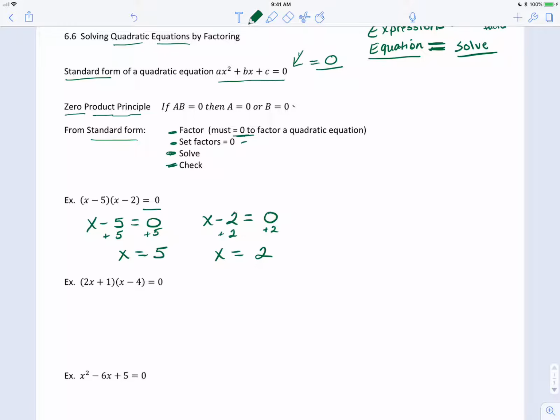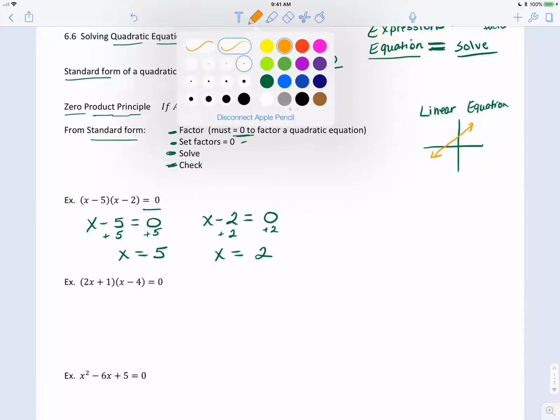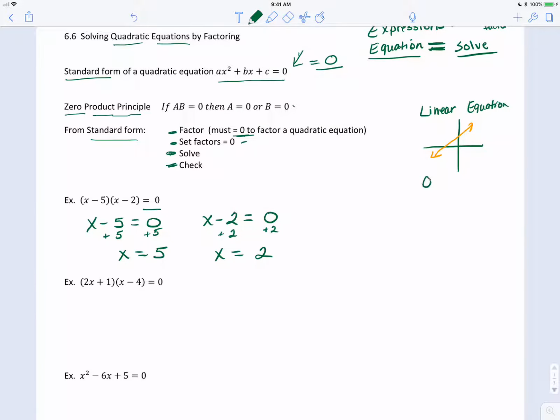Remember that before, we dealt with linear equations, which created a straight line on our coordinate grid. But a quadratic equation looks like a parabola, a big U shape. So we have this quadratic equation that looks like that.